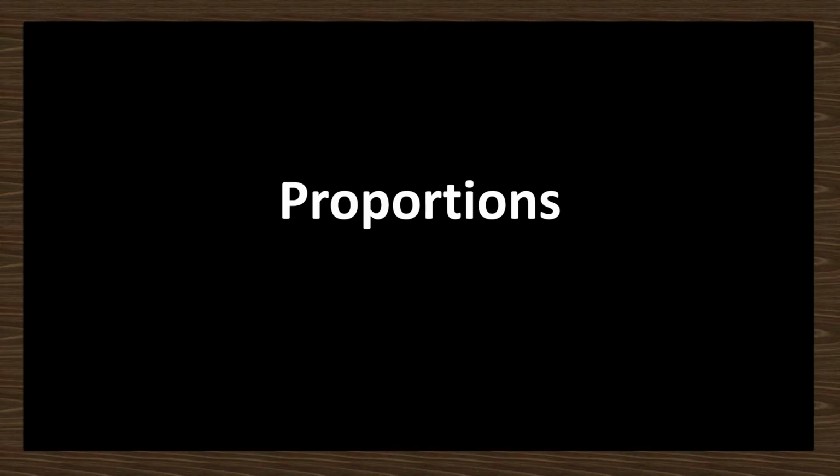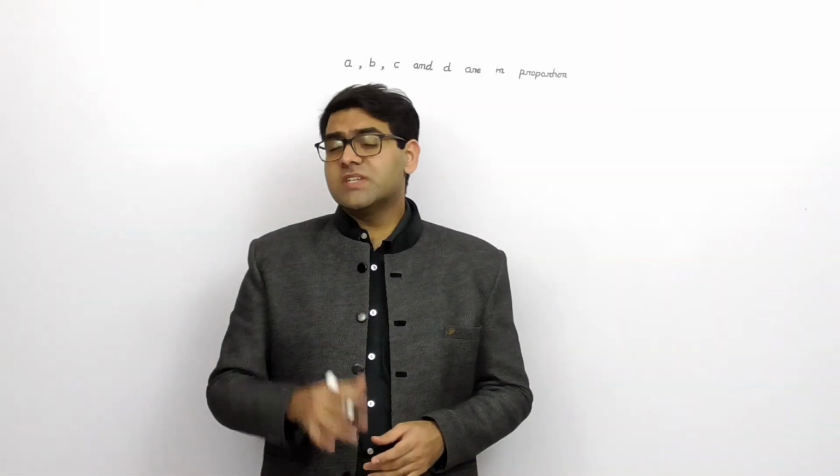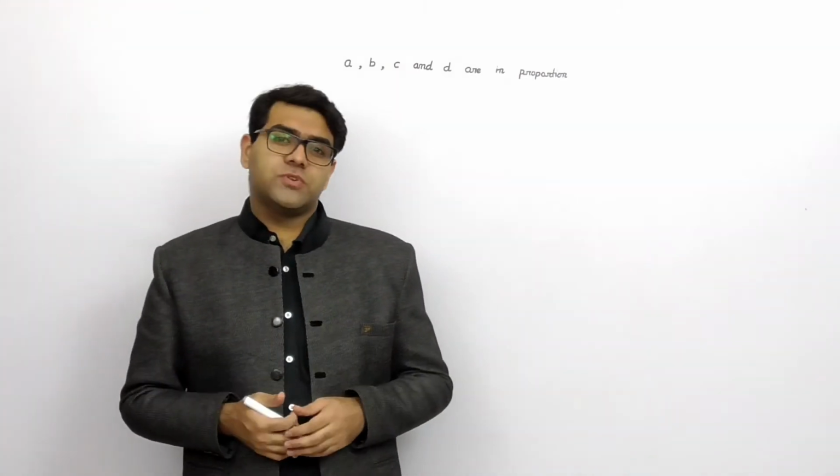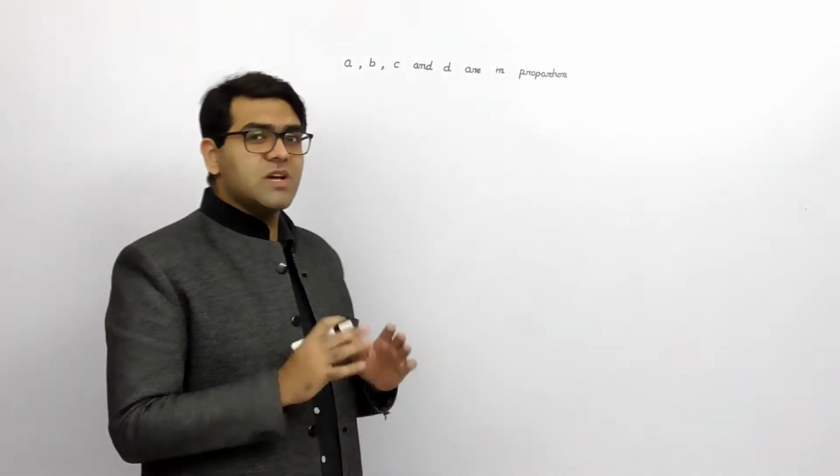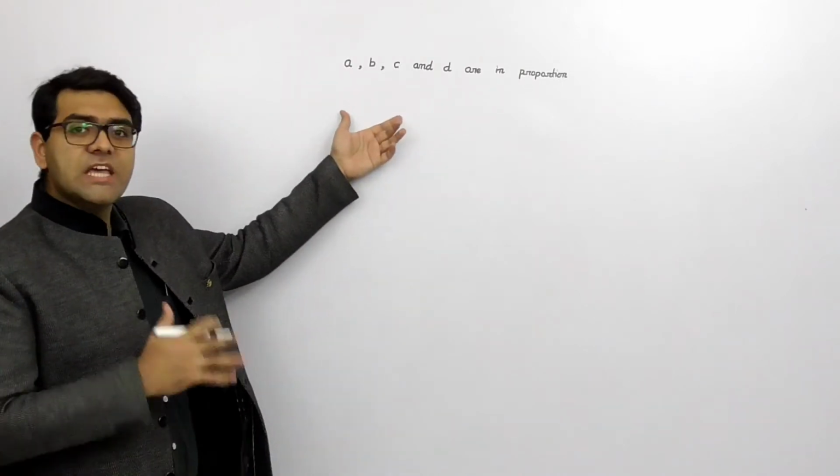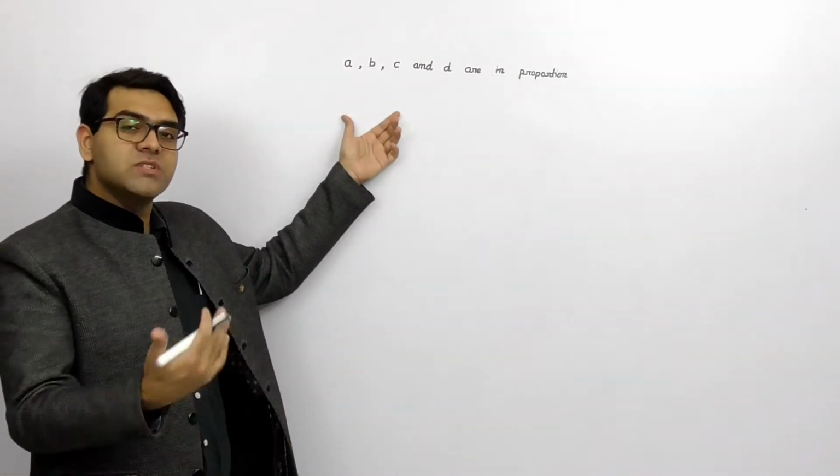Welcome to the chapter of proportions. The chapter of proportions is the logical continuation of the chapter of ratios. हम सब ने कभी ना कभी कहीं ना कहीं इस expression को देखा है. A, B, C and D are four variables in proportion.